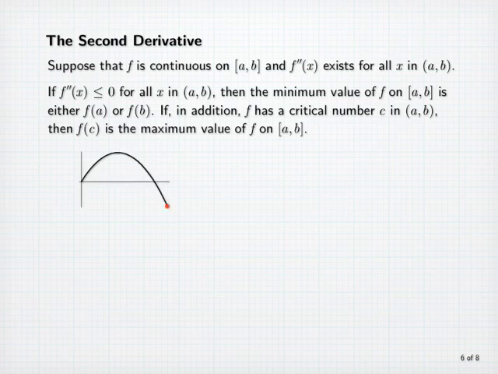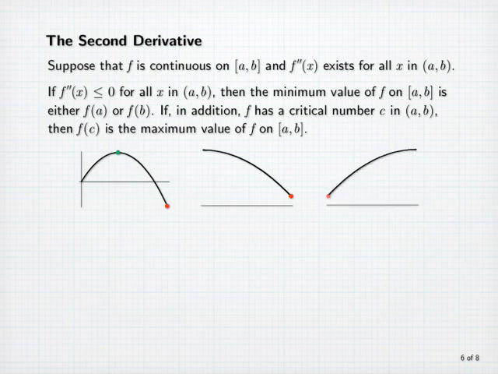Here's a picture to illustrate this. Notice the graph is always concave down. The minimum value occurs at the right endpoint. Also, there happens to be a critical number inside the interval where the maximum value occurs. Here, the graph is concave down over the entire interval again. The minimum value occurs at the right endpoint, but there is no critical number in the interior of the interval. In fact, the maximum value occurs at the other endpoint.